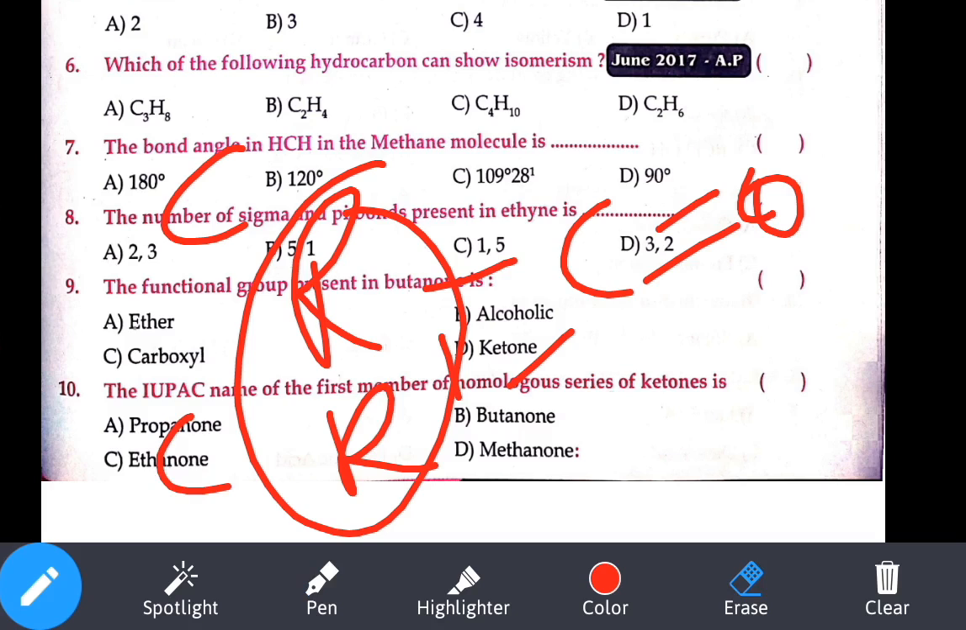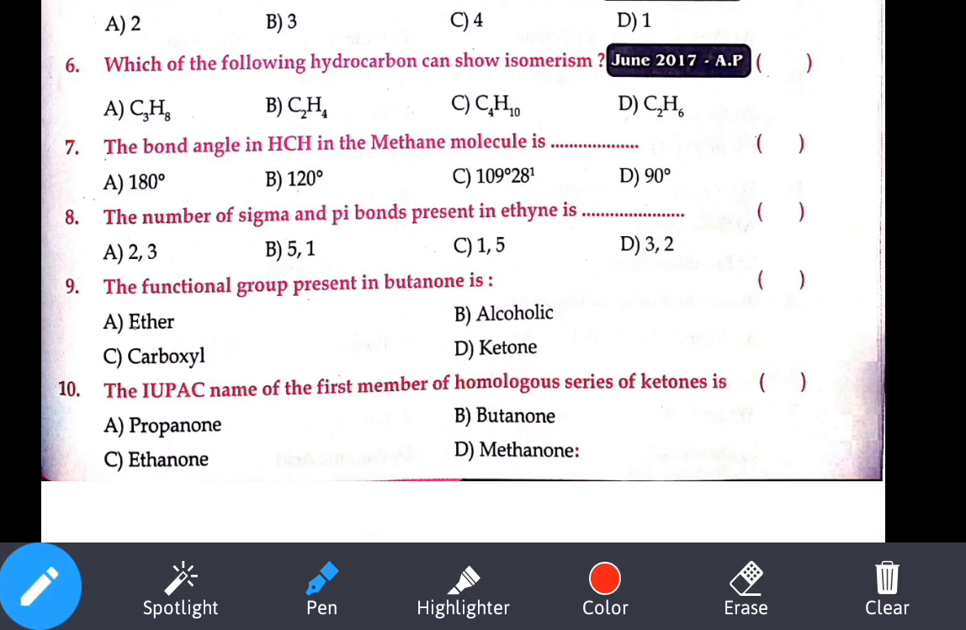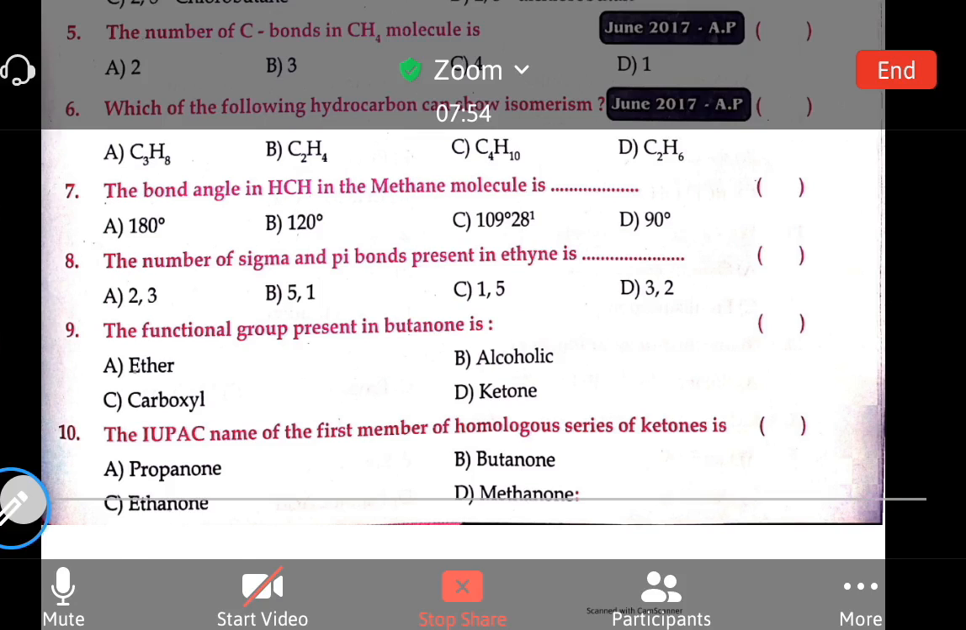So 3 carbon means what? Methane, ethane, prop. So the simplest we can say is propanone. Option number A, propanone, because a minimum of 3 carbons should be present in the ketone functional group. Understood? So propanone. That page is over. Let's see the next one.